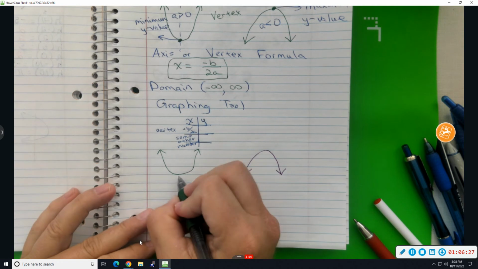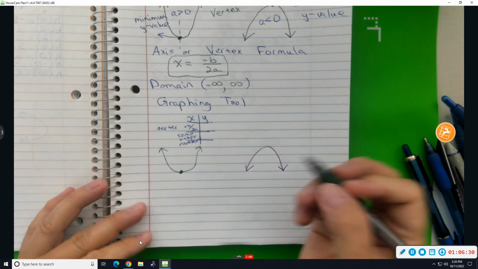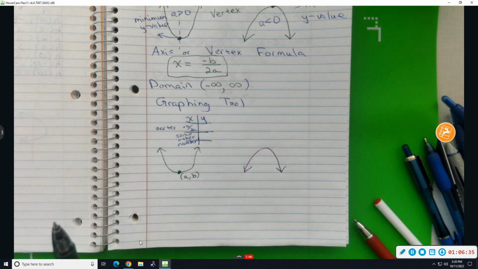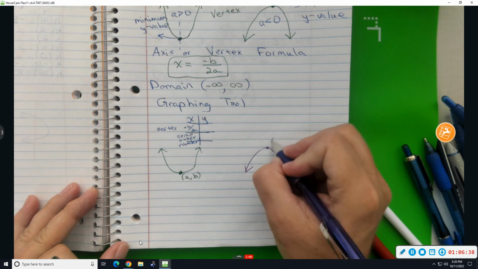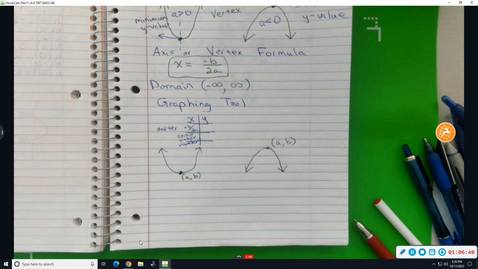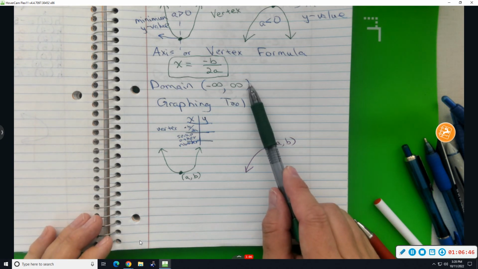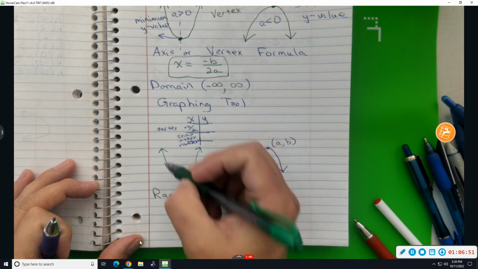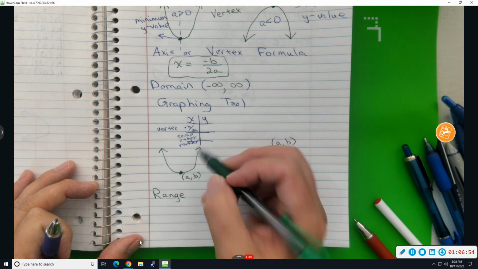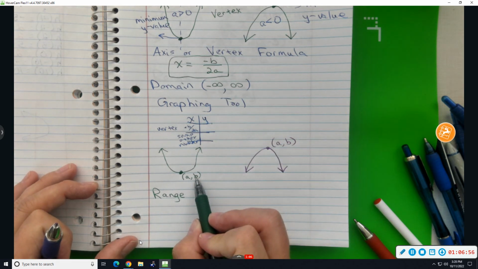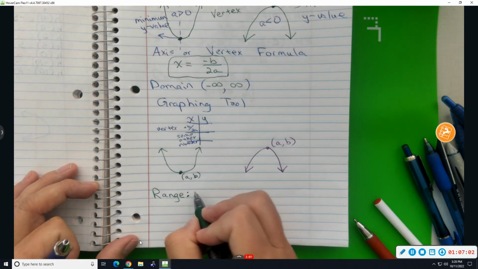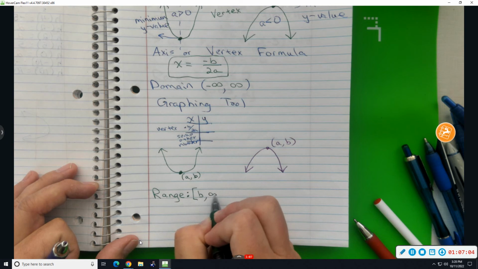Okay. Let's suppose the vertex is located at the ordered pair (a, b). There's the ordered pair (a, b). We know the domain is always all real numbers. For the range, if the parabola is opening upward, then the smallest y value is b, and then all the other numbers bigger than b are used. So I'll say bracket b to infinity.